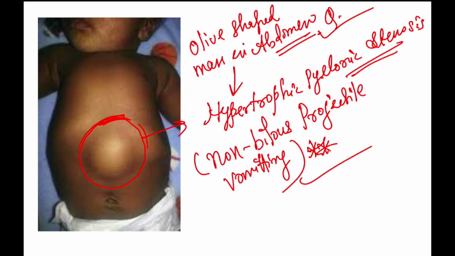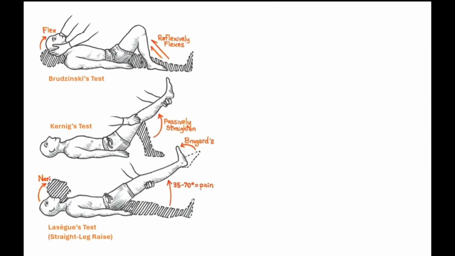Okay, and an olive-shaped mass is also seen in hypertrophic pyloric stenosis. And if the question comes to you about when you can see hypertrophic pyloric stenosis, it basically appears from 3 to 4 weeks of life. In that period it can be seen. And the nature of the vomiting is non-bilious projectile vomiting. Clear? Okay. So next, moving on to two important things, Brudzinski sign and Kernig sign.